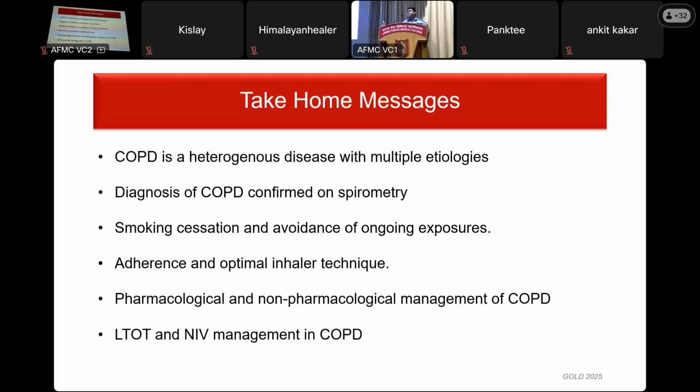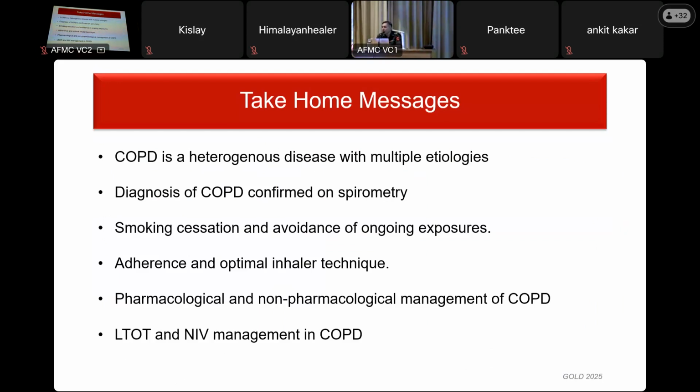These are the take-home messages. Basically, COPD is a heterogeneous disease with multiple etiologies, as we've already seen, including developmental, genetic, and exposures. The diagnosis of COPD should always be confirmed by spirometry with the FEV1 by FVC of less than 0.7. Smoking cessation and avoidance of ongoing exposures is very important for COPD.